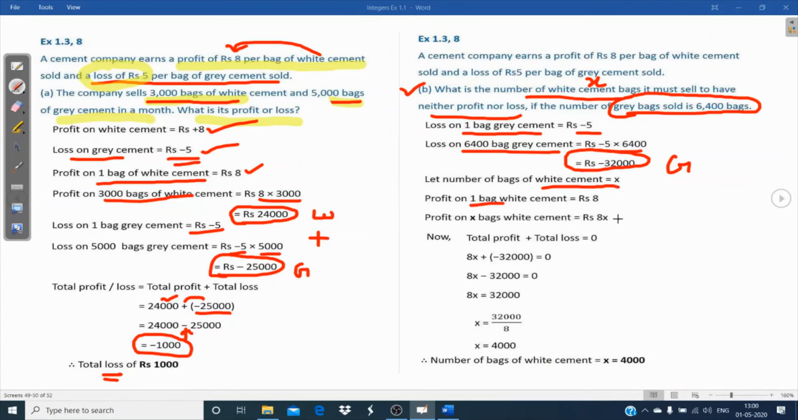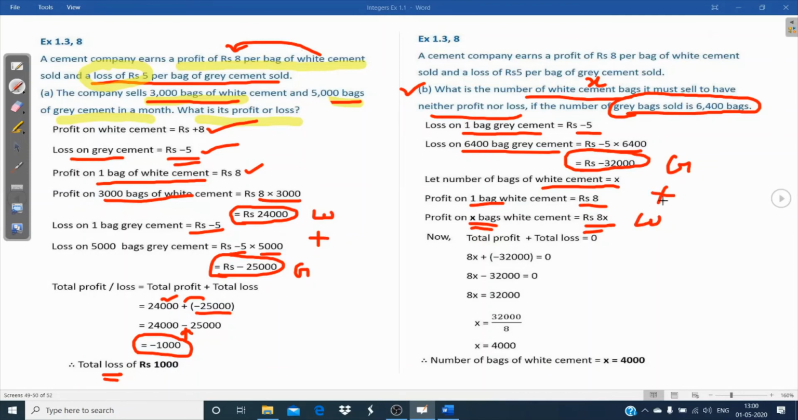And in each bag, they are getting a profit of 8 rupees. So if total bags are X, then on X bags, what profit are you getting? 8 multiplied by X means 8X. So this is the profit on white cement bags.